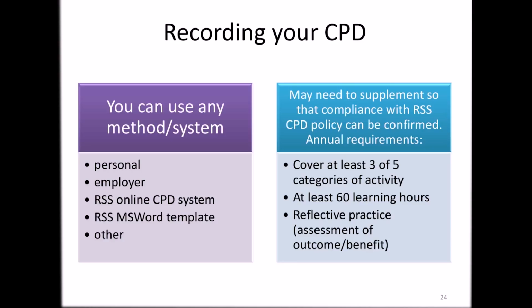And remember that learning hours are different from elapsed hours, and if you're not sure of the difference, then later on I'll give a reference where you might want to read a little bit more about that. And we're also looking for reflection on the activities undertaken. That is an assessment of outcome and benefit. So these are the things we're specifically looking for. If you provide a thoughtful summary which includes these things, then you're much less likely to be selected for audit than if you don't cover these points.